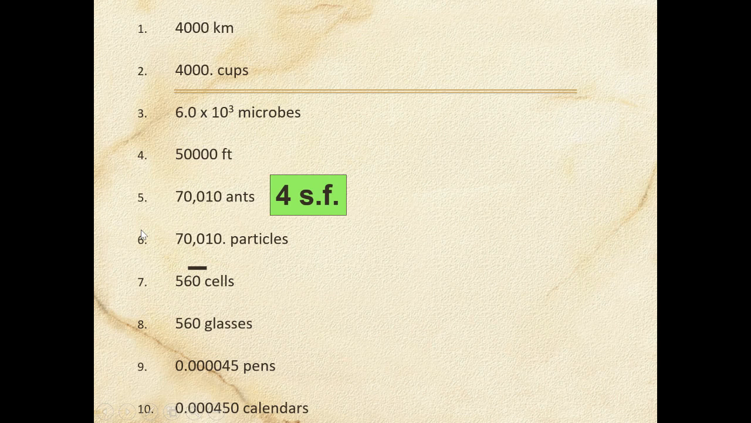However, the following example, 70,010. with a period or decimal place, has 5 sig figs. 560 with a line over the zero has 3 sig figs. That tells us that the zero is significant. 560 glasses only has 2 sig figs because there is no line over the zero saying it's significant. 0.000045 pens, that is only 2 sig figs. And 0.000450 has 3 sig figs. That zero at the end, remember, is significant.